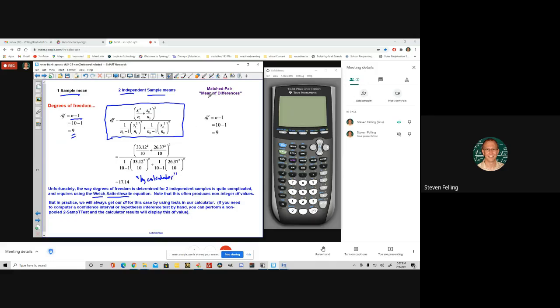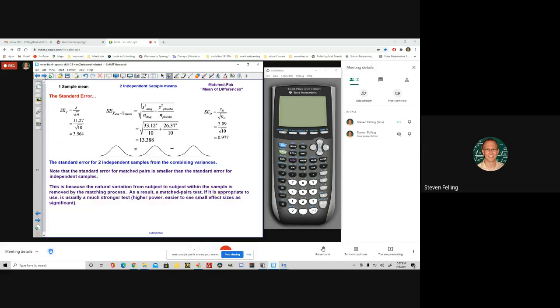Okay, in the case where we have a matched pairs test, we're back to just a single set of data. And if there's 10 differences, then the degrees of freedom is back to being n minus 1. So it's just 9. So degrees of freedom is very easy for matched pairs and also single samples, because we have one data set that we're working with. But in the two sample case, it's very complicated.